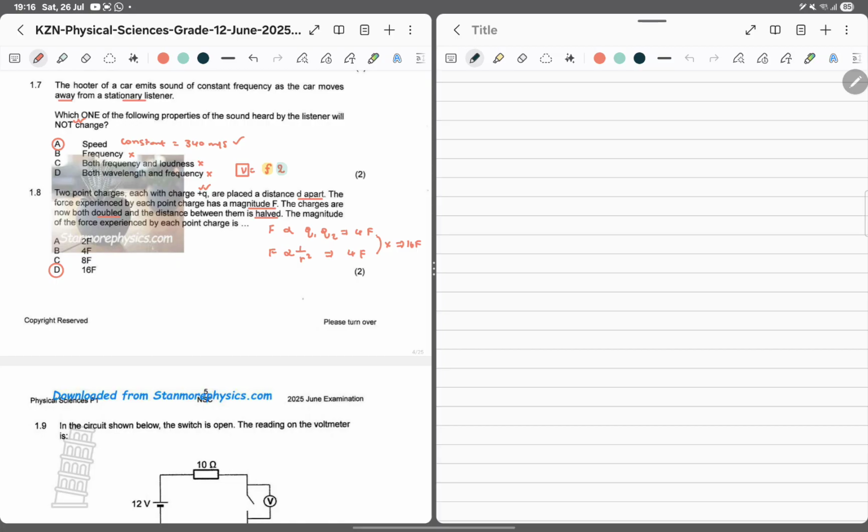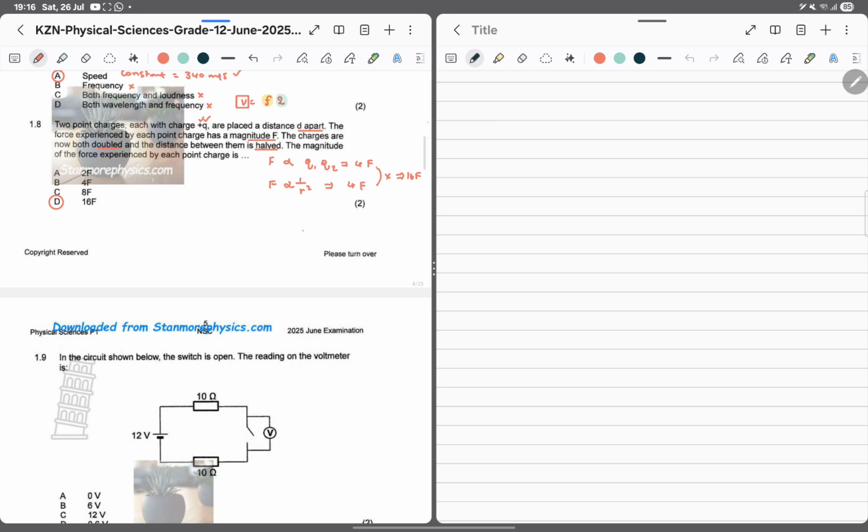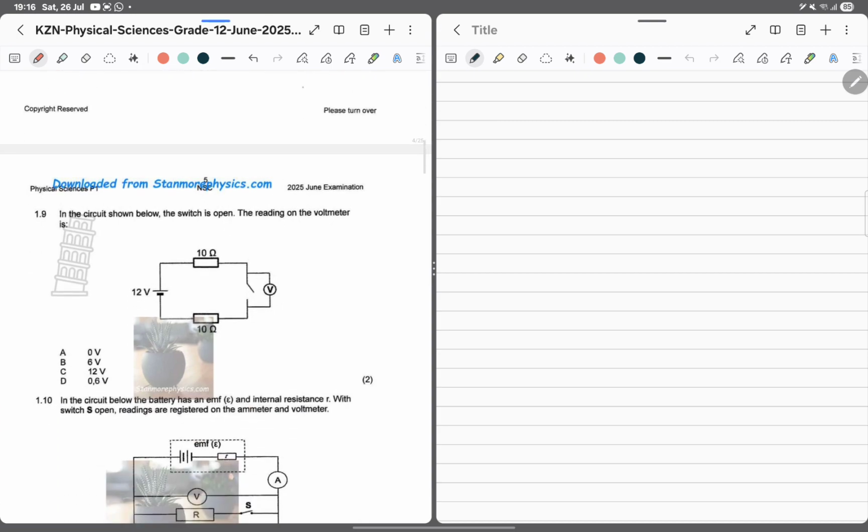Okay, so one can use the hypothetical equation using Coulomb's law, but the proportionalities can quickly lend us to the answer.